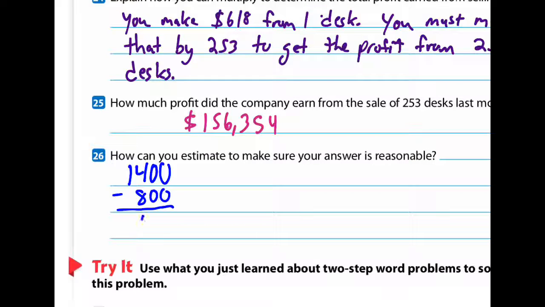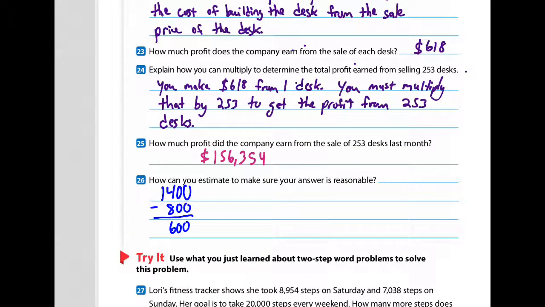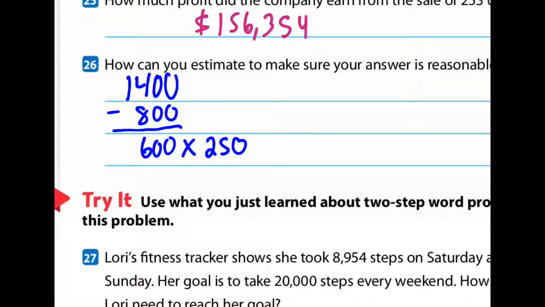Subtract that and you get about 600. Now, they built 253 desks. So I'm going to multiply that by 250. If I do that, it's kind of mental math. Think 6 times 25. I think of 6 quarters as $1.50. So 6 times 25 is 150. And then I'm going to add these 1, 2, 3 zeros.